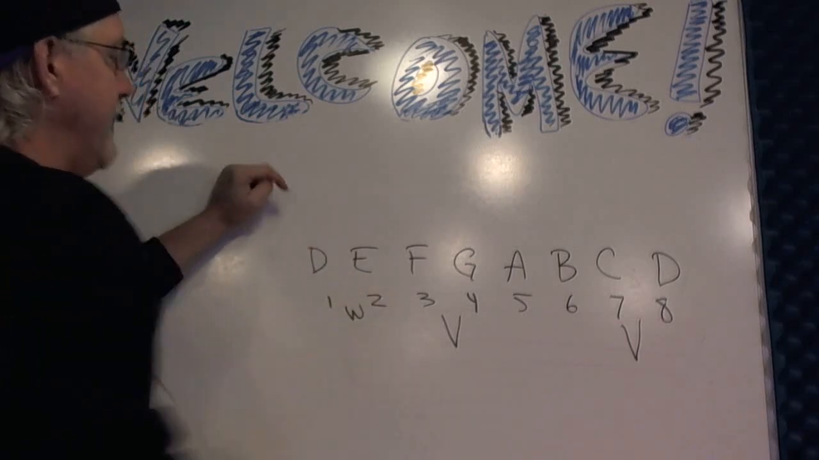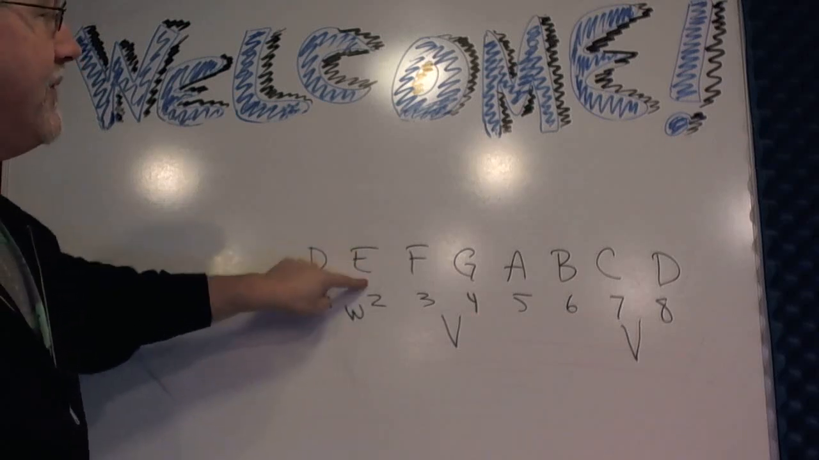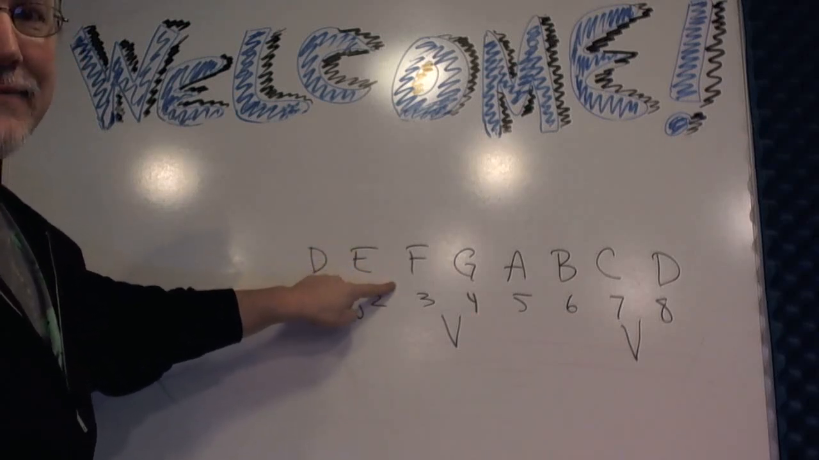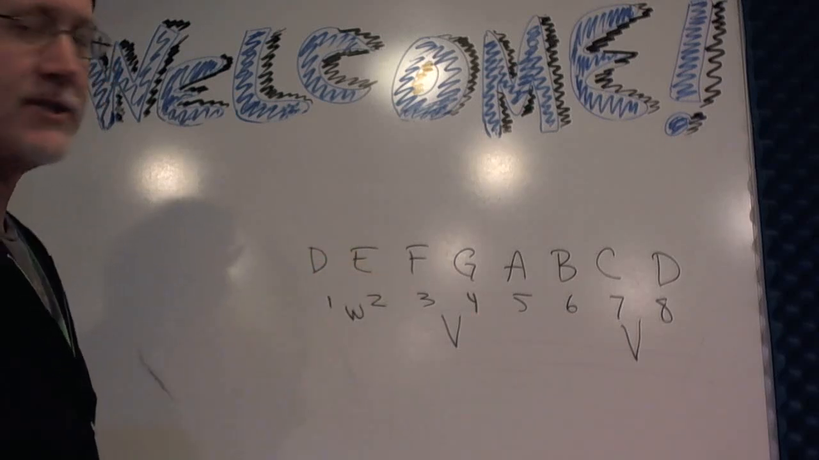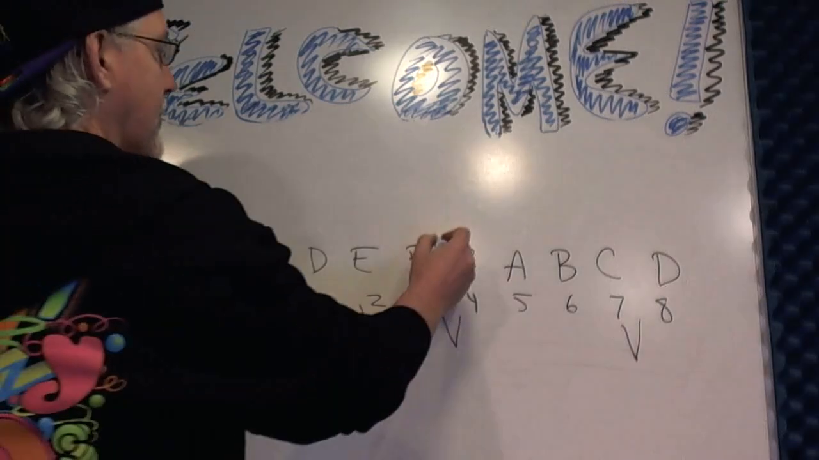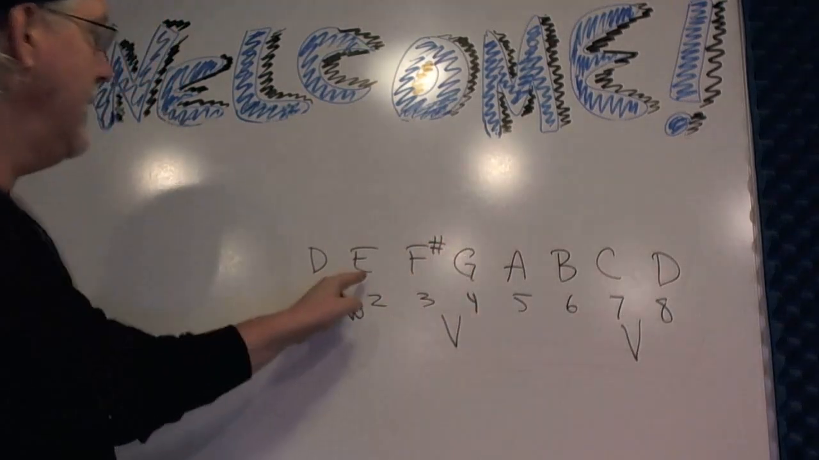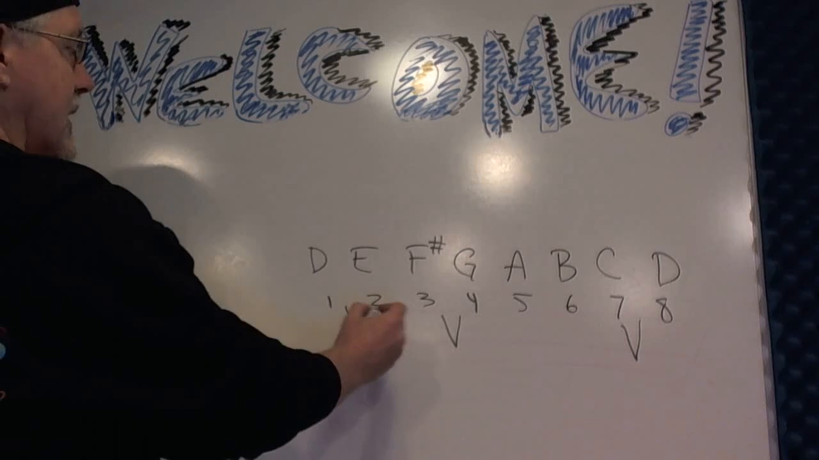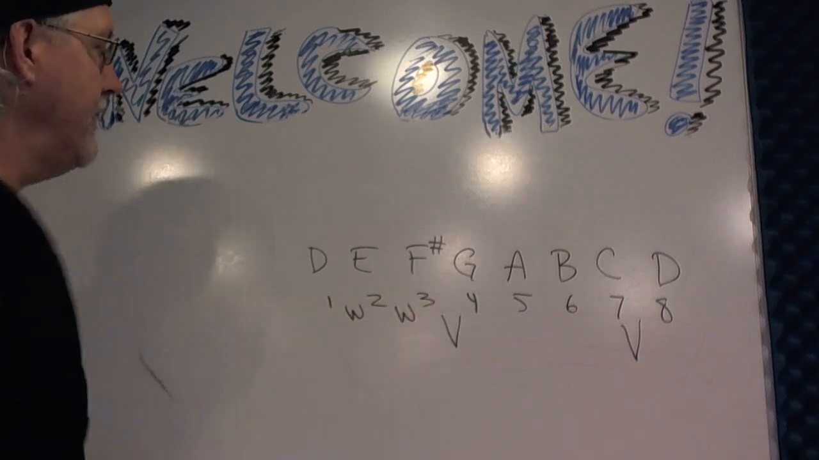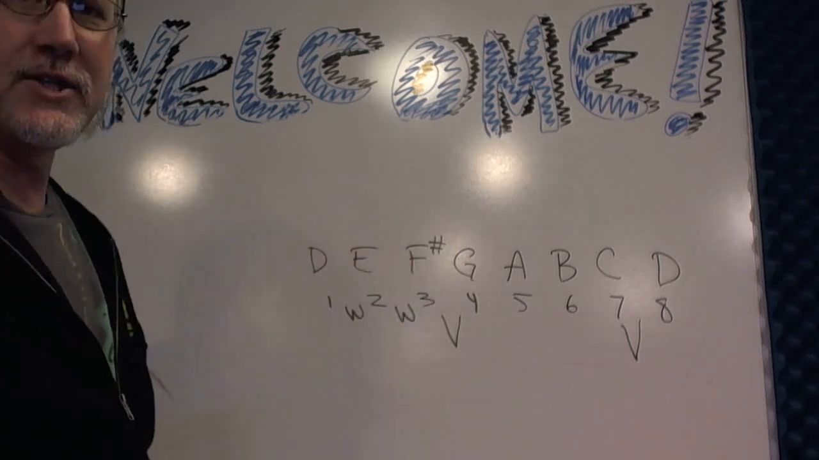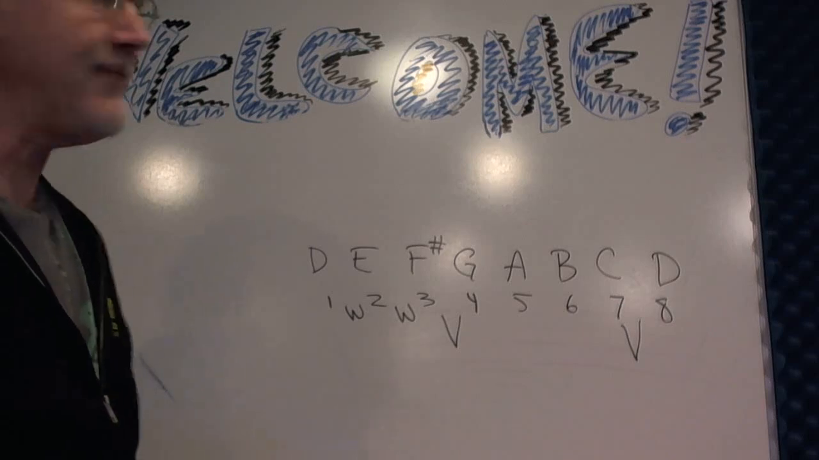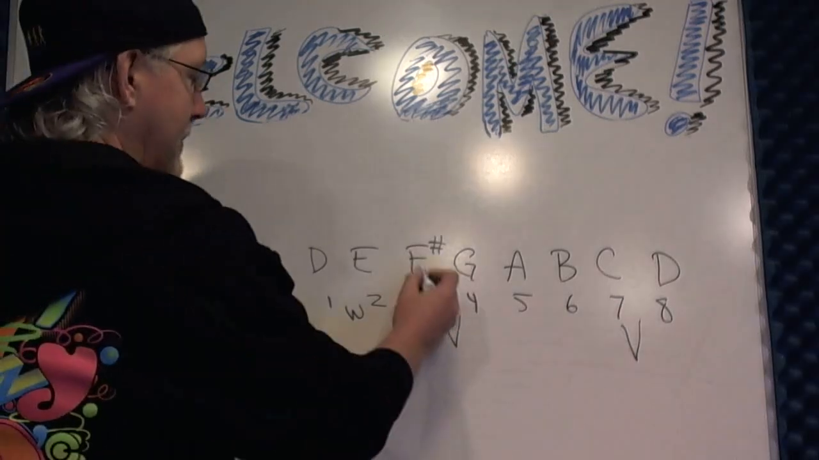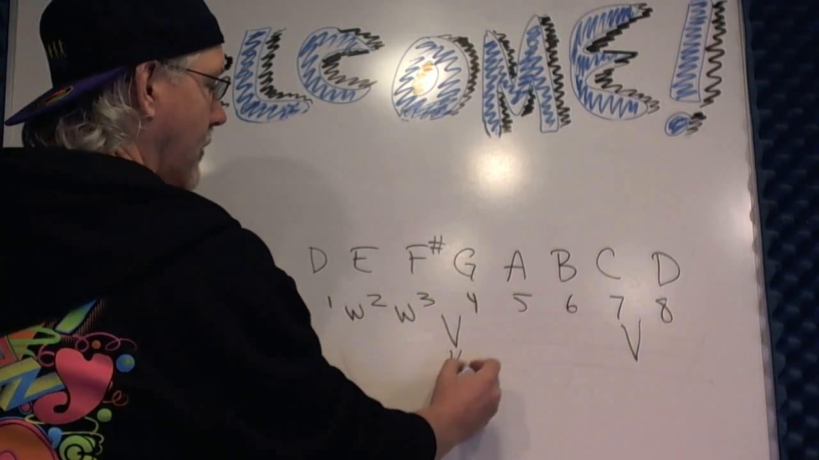I'm supposed to have a whole step from 1 to 2. E to F is what? It's a half step. So what can I do here to make this a whole step? I can put a sharp right next to this F. E to F sharp is now a whole step. That gives me a whole step from 2 to 3. That's what I need. What's F sharp to G? That is a half step. So now I've got my half step between scale degree 3 and 4 where I need it.